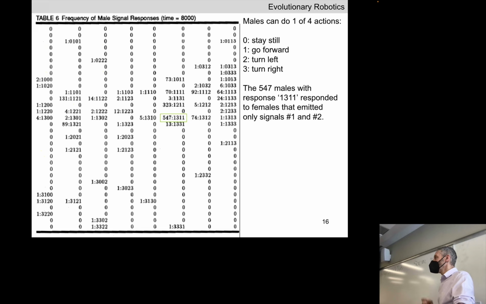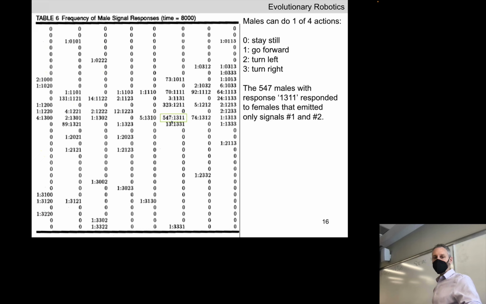Let's jump forward in the evolution of this world by 8,000 time steps. You'll see that now a lot of these different groups of males have died out. There is still one lone male here who stays still when he hears song 1 and turns left when he hears the other 3 songs. There's only one of him. This is probably not a very good strategy.